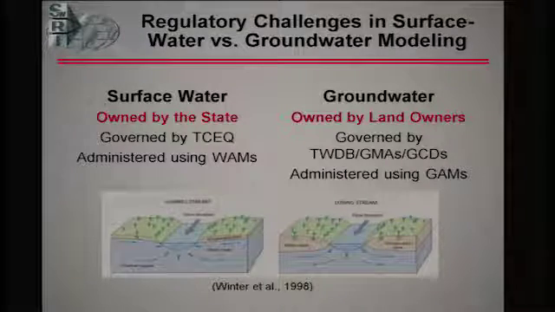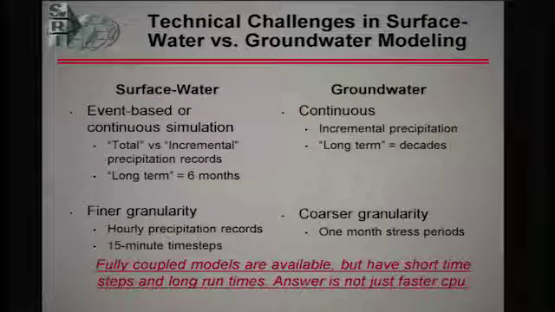And so, if you look at some of the regulatory challenges, as I start out, you have surface water here, groundwater here. In Texas, they stay separate. So TCEQ oversees the surface water. They use something called a WAM. Groundwater is overseen by the Texas Water Development Board. They use GAMs, and they do not talk to each other. Okay, they're separate models. They're not integrated. They're not coupled. So we couldn't use those models as we tried to look at this problem.